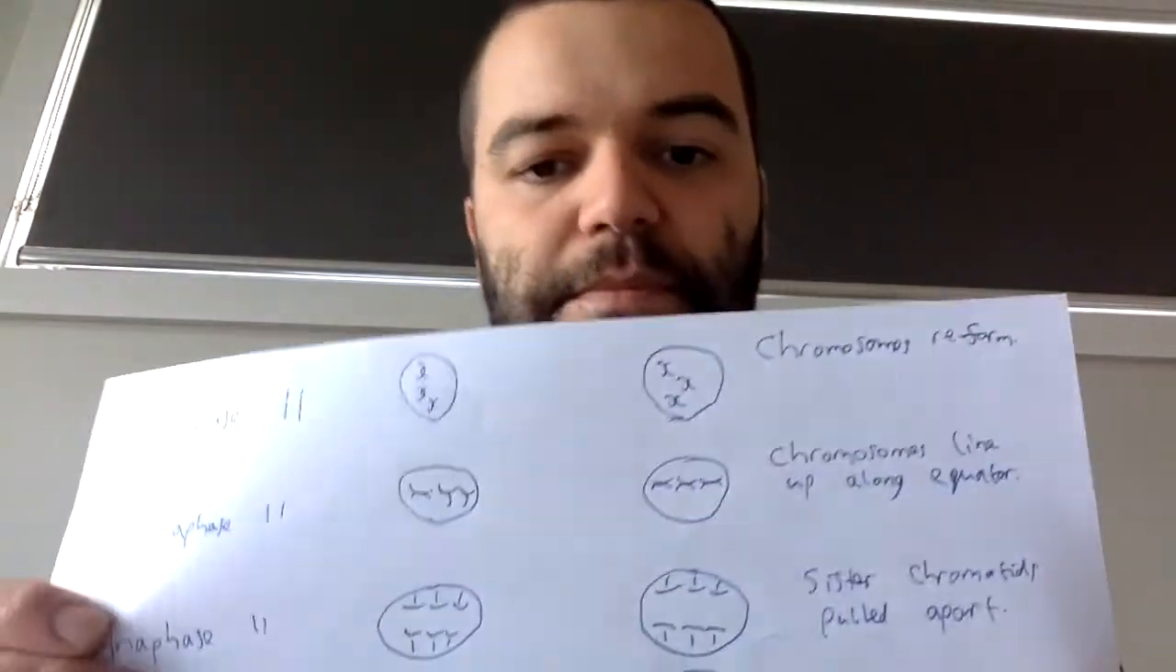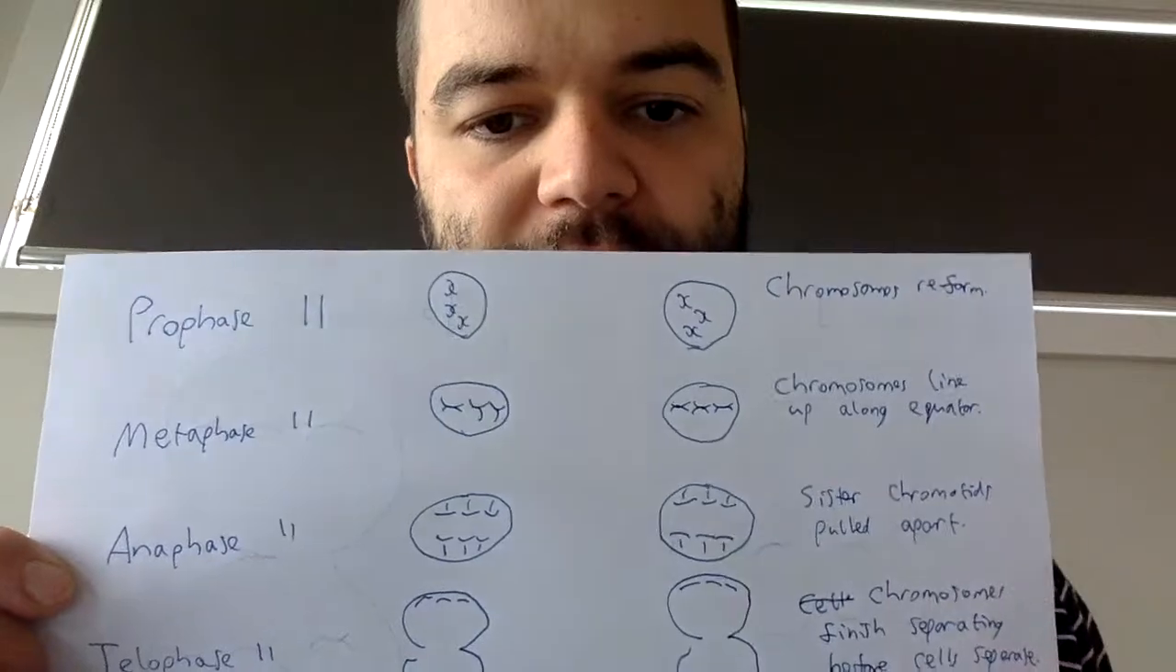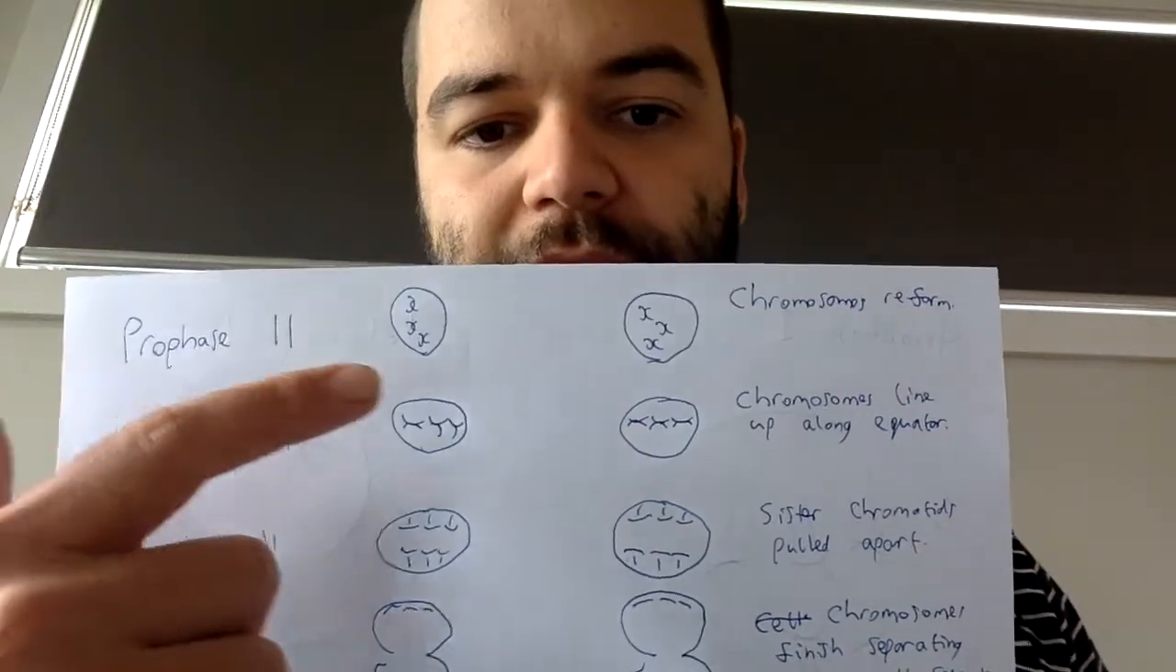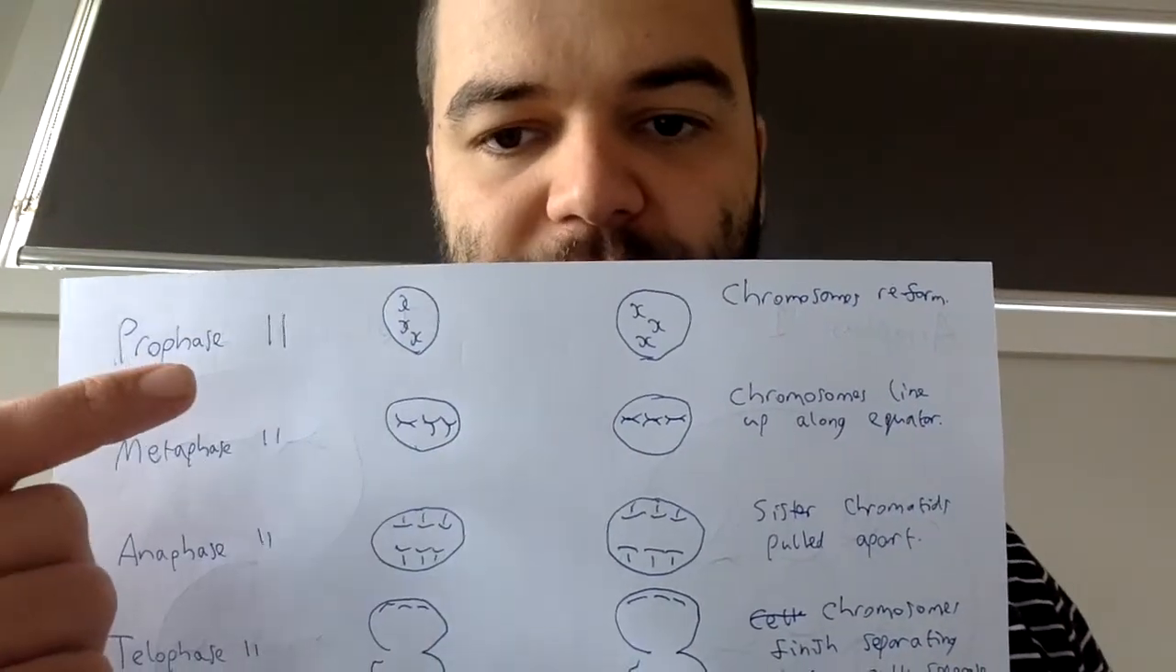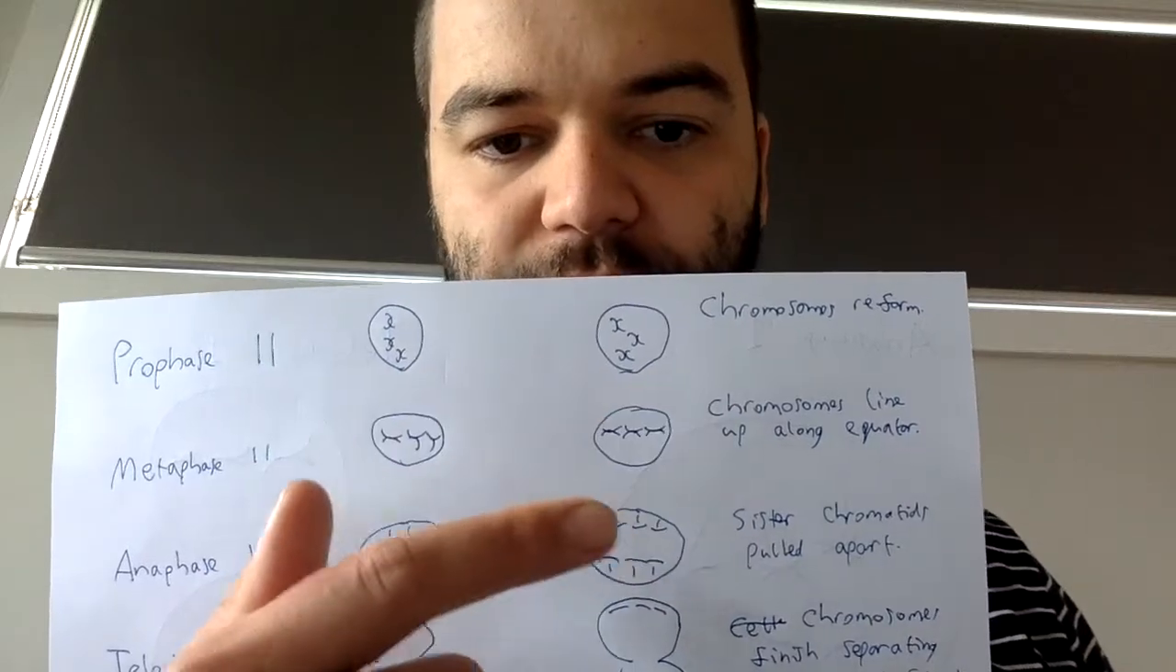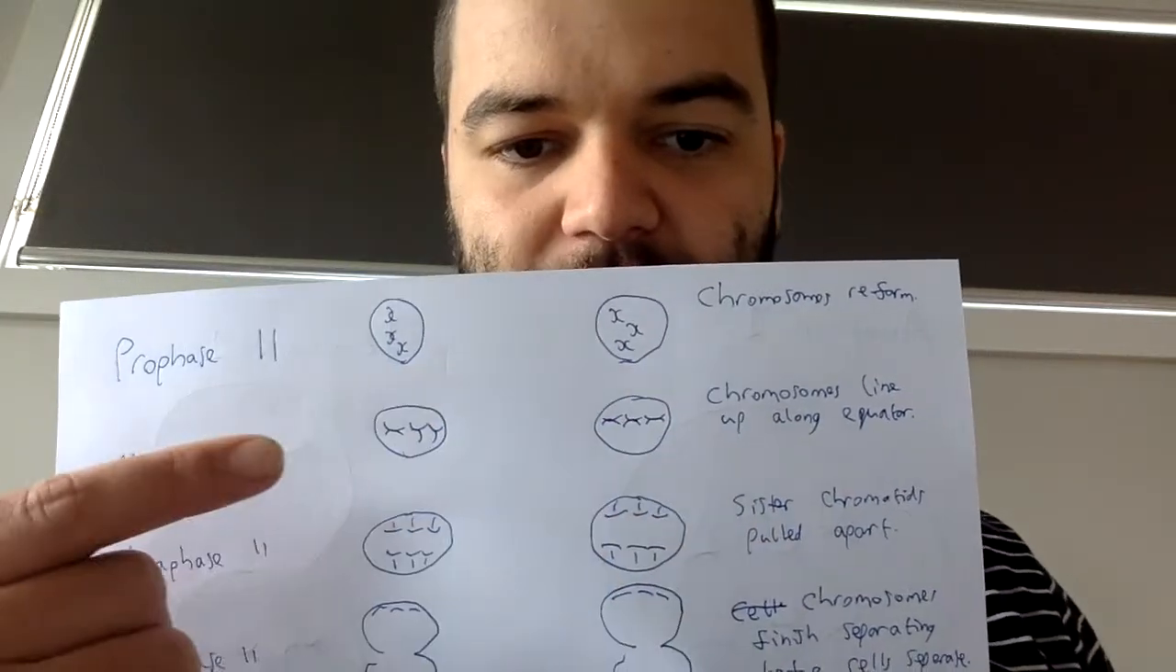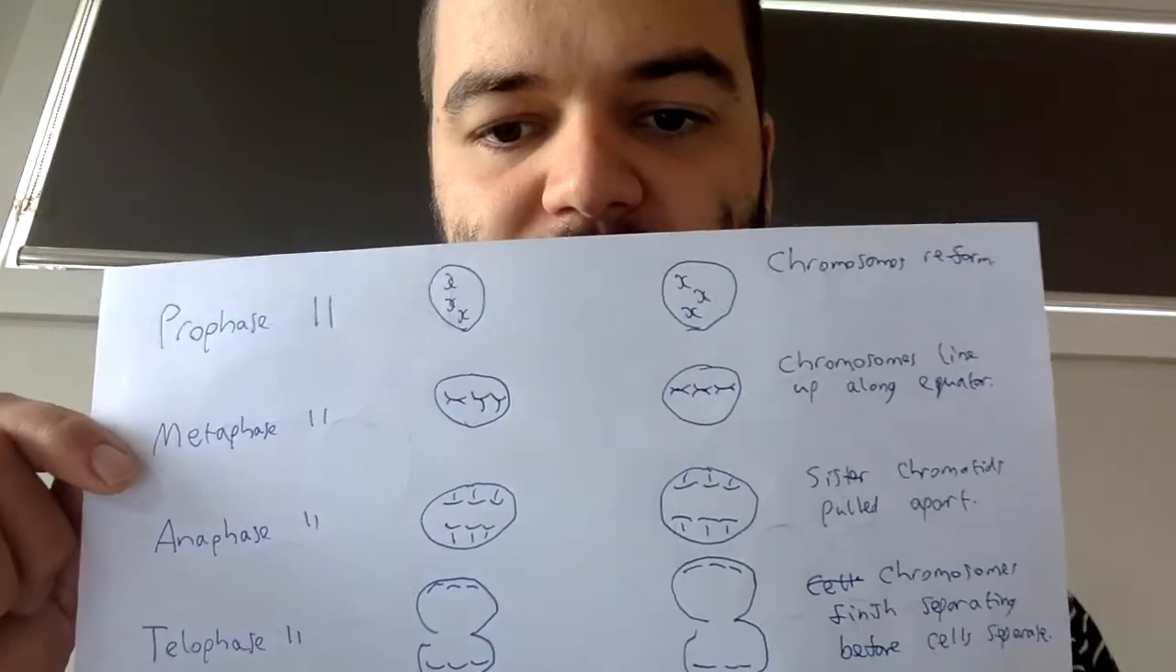So far, this is looking very similar to mitosis. However, it then goes through another series of steps. So again, we get the prophase happening, because it's called prophase 2, where the chromosomes reform. Then metaphase 2, where they line up along the equator of the cell.